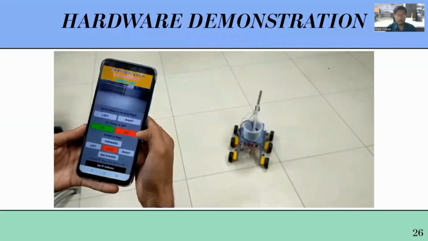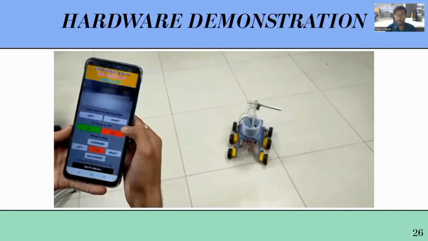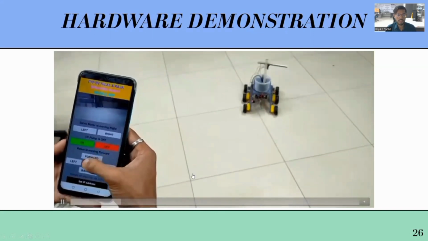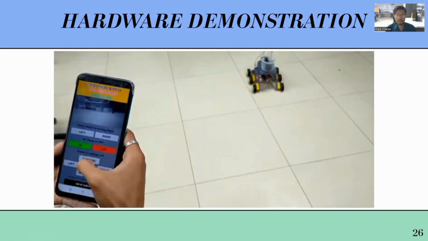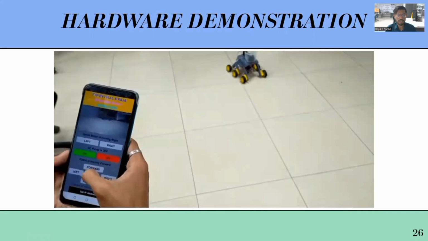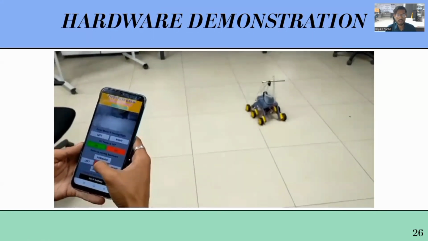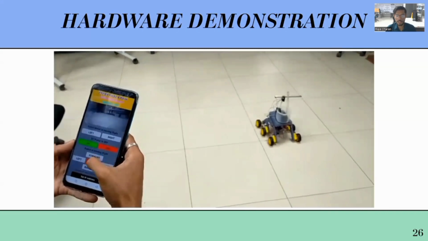So here is some demonstration of our hardware. In this Android app, the robot is controlled and the live streaming is shown on the app. You can see that we are controlling our robot by using this Android application.